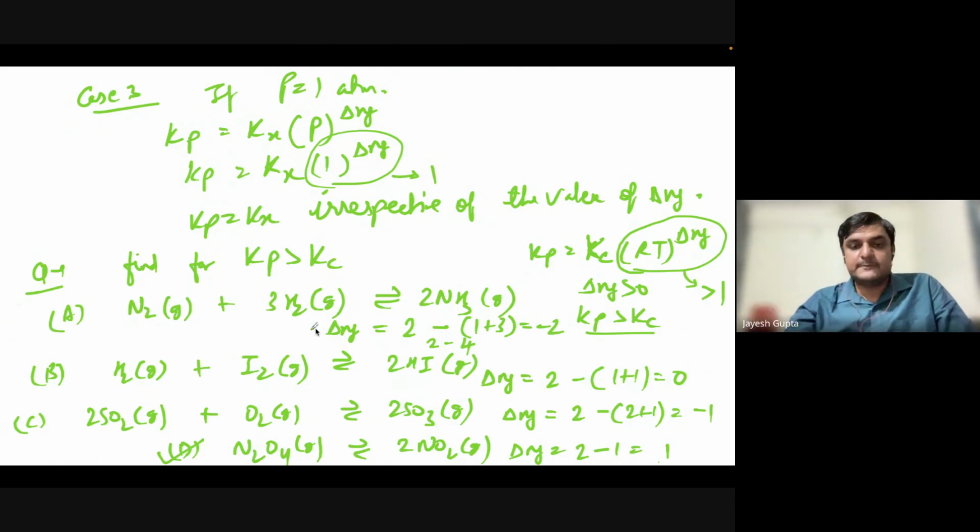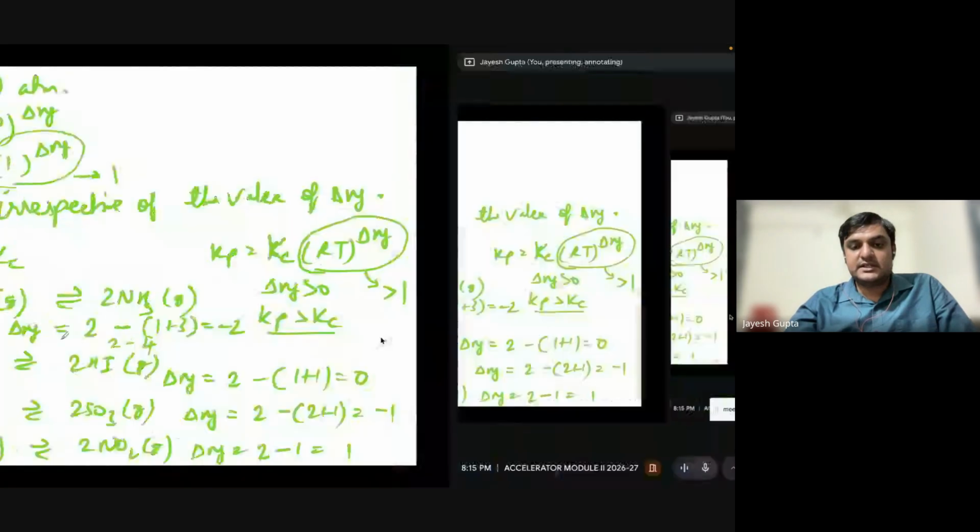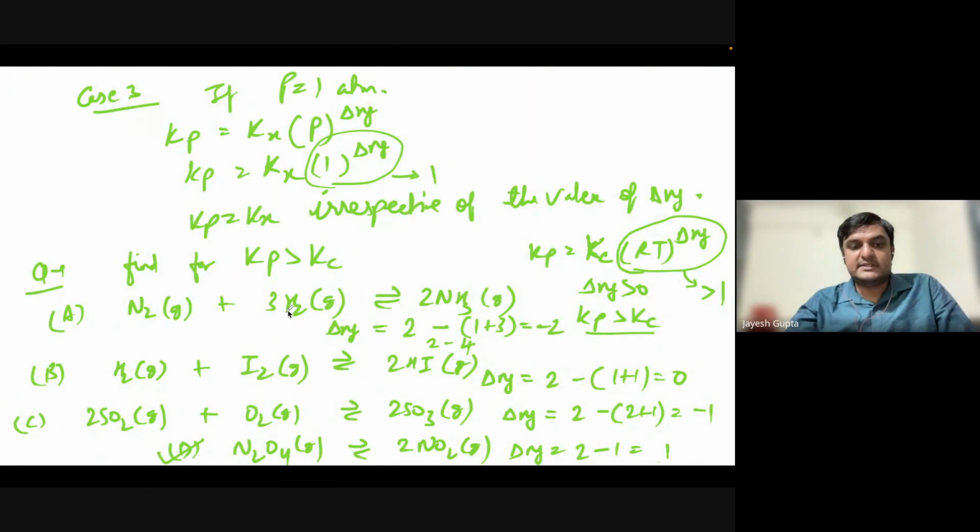So first option, delta Ng: you can see all the phases are gases, so 2 minus 4 gives you -2. When the power is negative, it will decrease the value, but we want an increase. B option, all the phases are gases. So 2 minus the reactant summation, that is also 2, 1 plus 1. So 2 minus 2 is 0. So Kp will be equal to Kc.